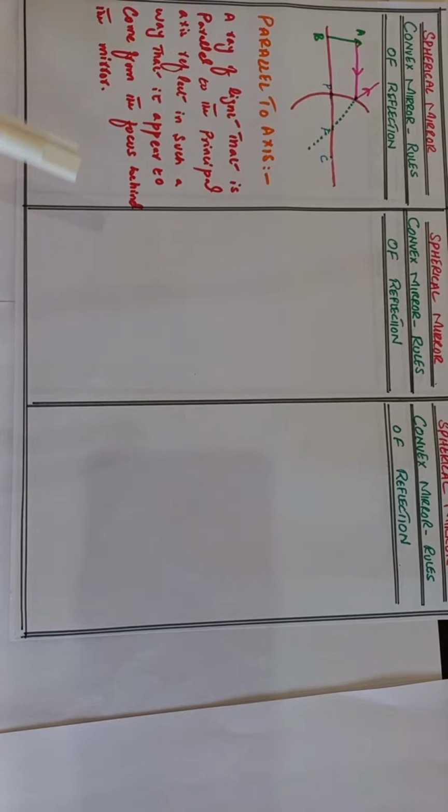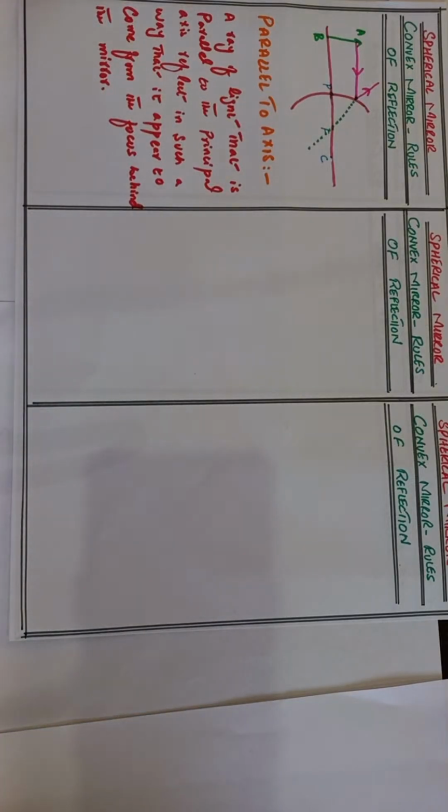So the ray of light that is parallel to the principal axis reflects in such a way that it appears to come from the focus behind the mirror. Okay. Now we discuss the second rule. Second rule: when the ray is directed toward the focus, then it travels parallel to the principal axis.